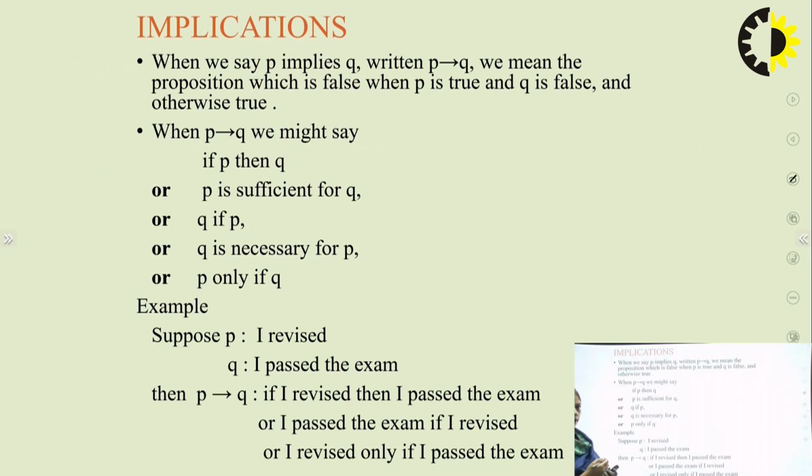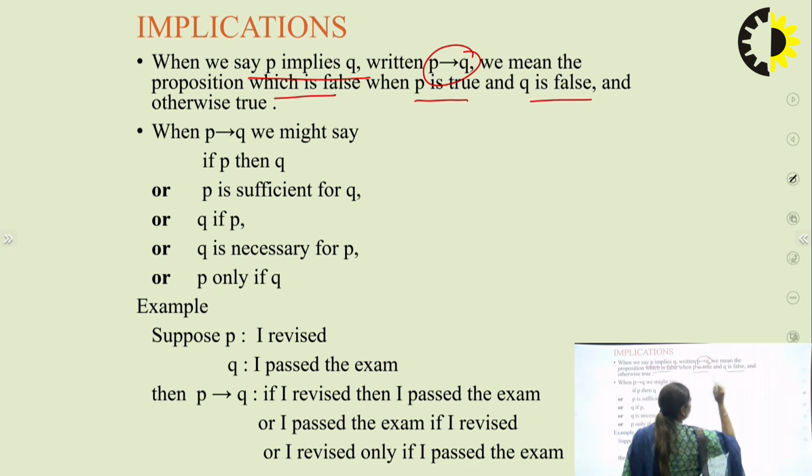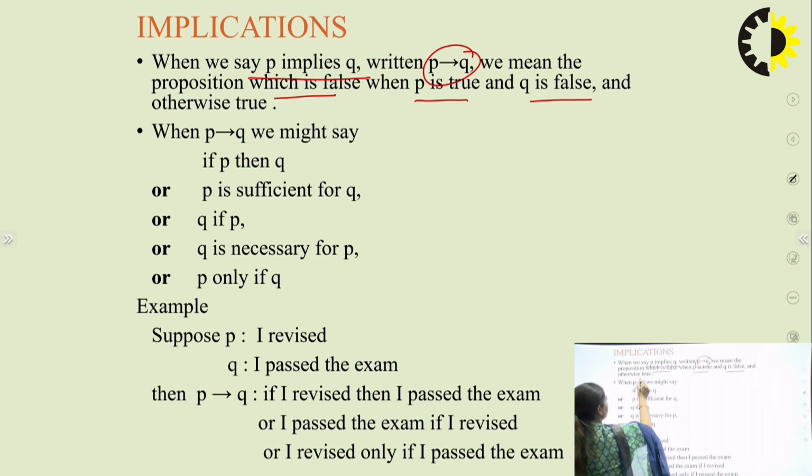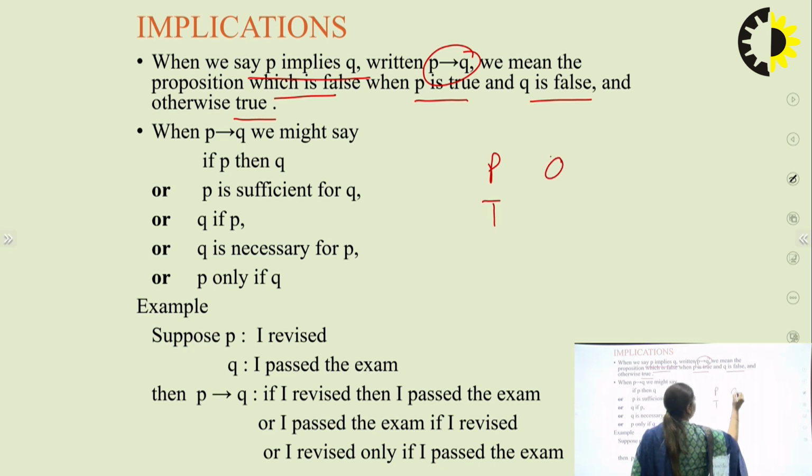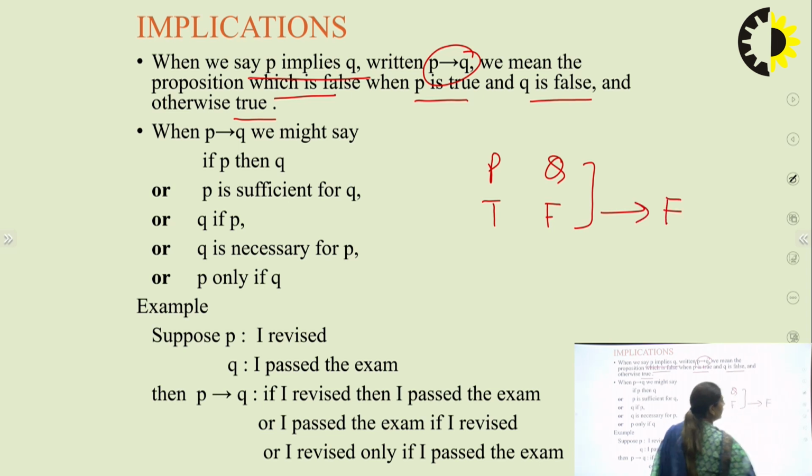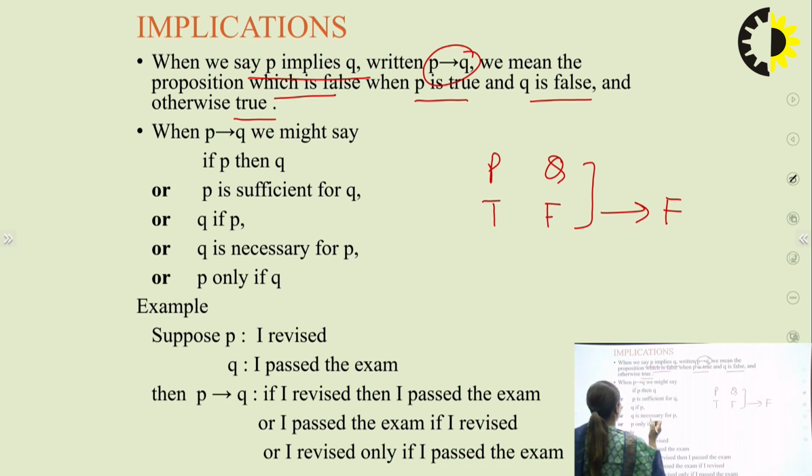Now, implications, right? When we say P implies Q, we mean that proposition which is false when P is true and Q is false, right? And otherwise it is true, right? When P is true and Q is false, only in this case the output is false. Rest in all cases, the output is high. Now see, P implies Q means P is sufficient for Q, means for Q to happen, the only thing that should be there is P, right?